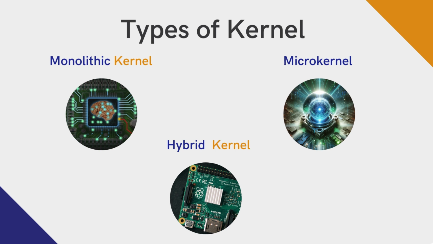And finally, but not least, we have the hybrid kernel. Okay, it's a combination of both, right? We have, remember, monolithic and microkernel designs. They might keep some key services while delegating others to user space. We can say that Windows NT is an example of a hybrid kernel, where a portion of the operating system functionality runs in kernel mode, while other components run in user mode.